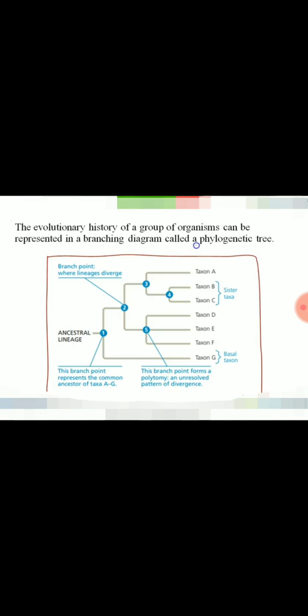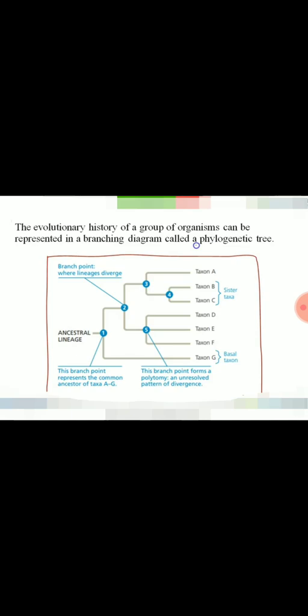Okay, so number 1 is what? Number 1 is an ancestor. It is a branch point which represents the common ancestor of taxa A to G. Ancestor of what? Ancestor of taxa. Which taxa? A to G. What is another name for the taxa? OTU, operational taxa unit, and descendant. Yes, so point 1 is an ancestor.